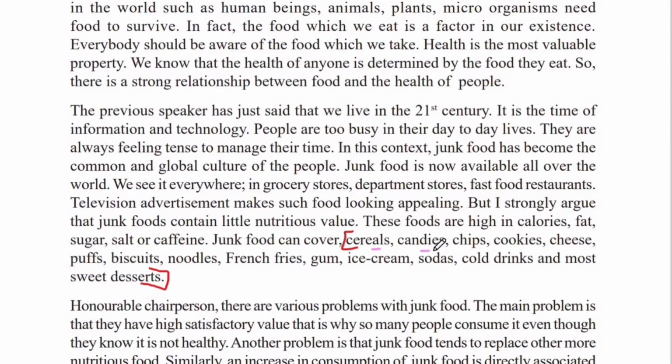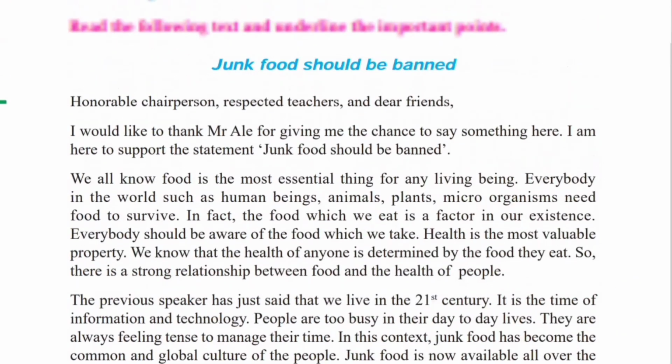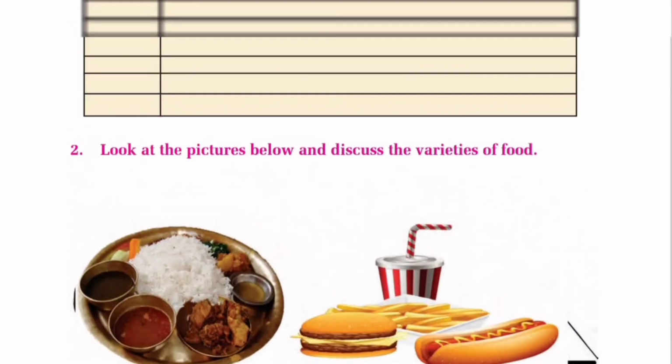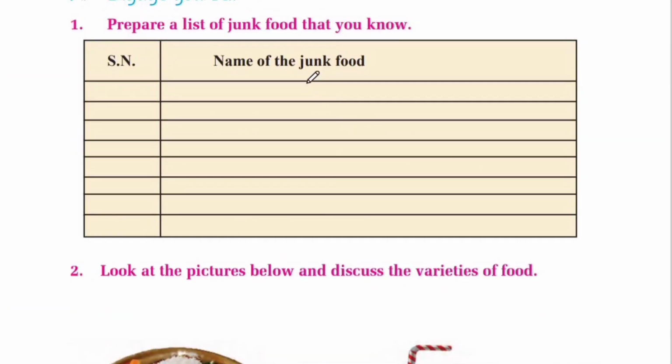Cereals, candies, chips, cookies, cheese, pops, biscuits, noodles, french fries, gum, ice cream, sodas, cold drinks, and most sweet desserts. These are all junk foods. So you can write the names of these junk foods in the table here. See, simply write down.